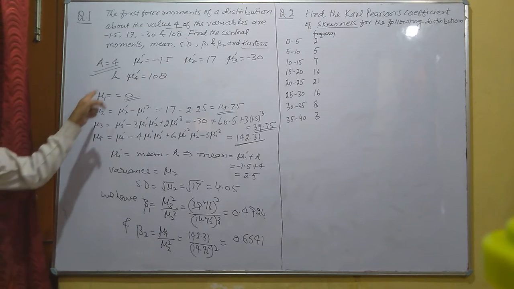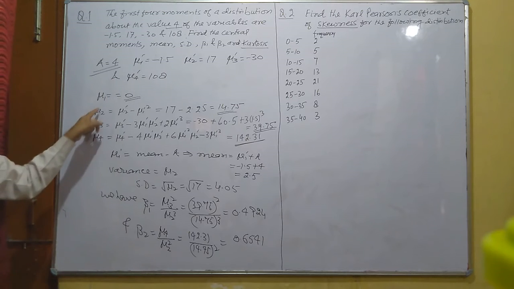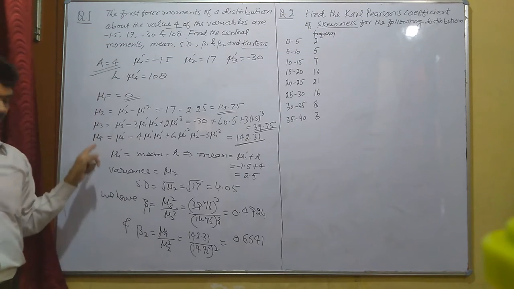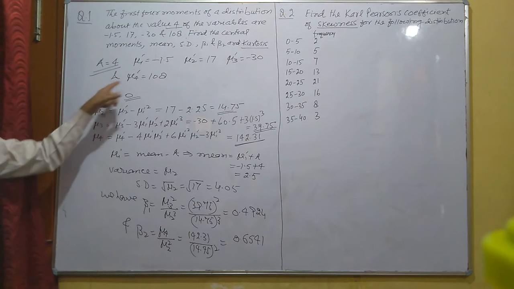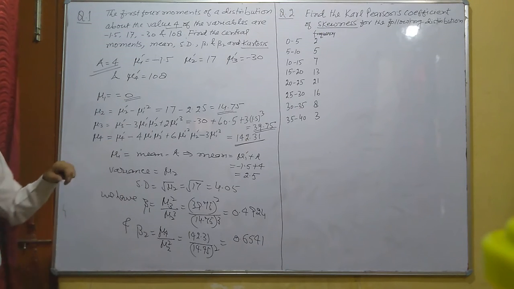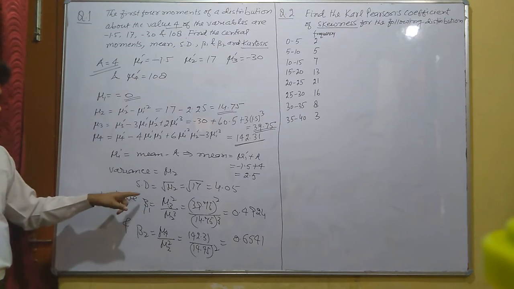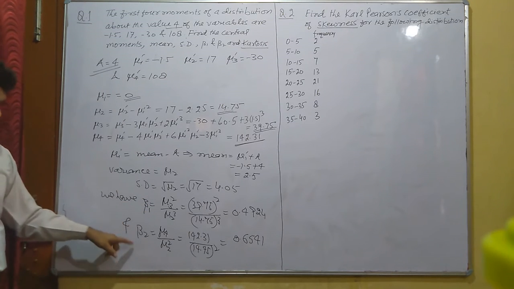So if moments about any point are given, how do we find the central moments? See this calculation or process to find the central moments, mean, standard deviation, beta 1 and beta 2.